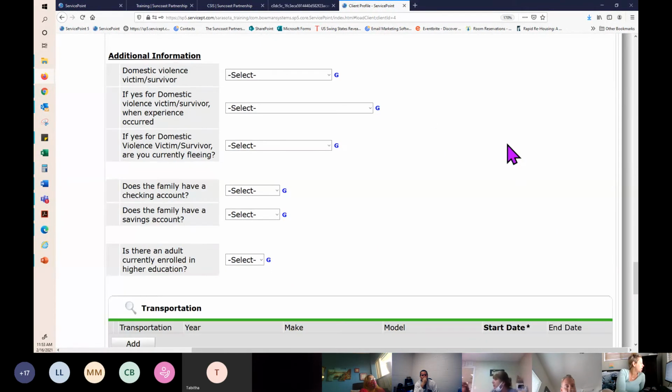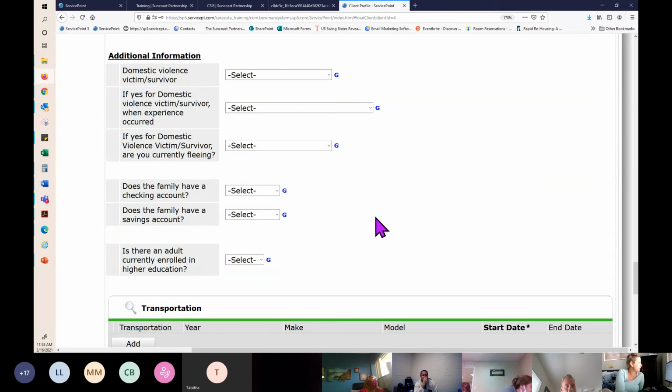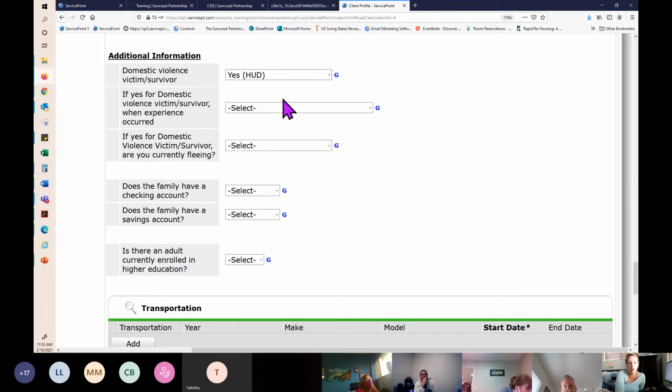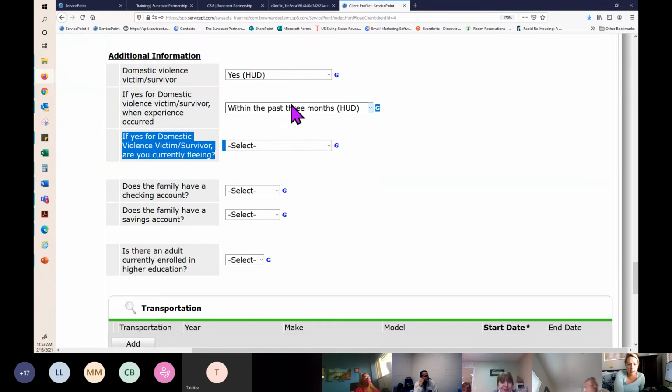All right. So additional information, as you can see, these questions are specific to the program that they are entering in. If there are questions on here, please ask and answer. I cannot stress how important the DV information is for every continuum of care. I have a quick, go for it, Tabitha.